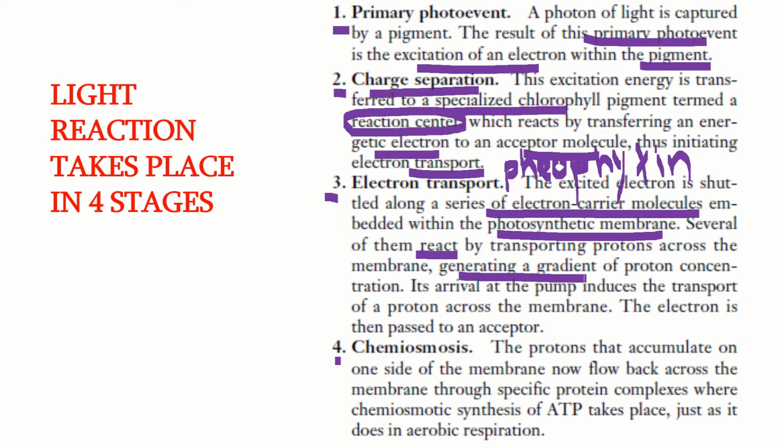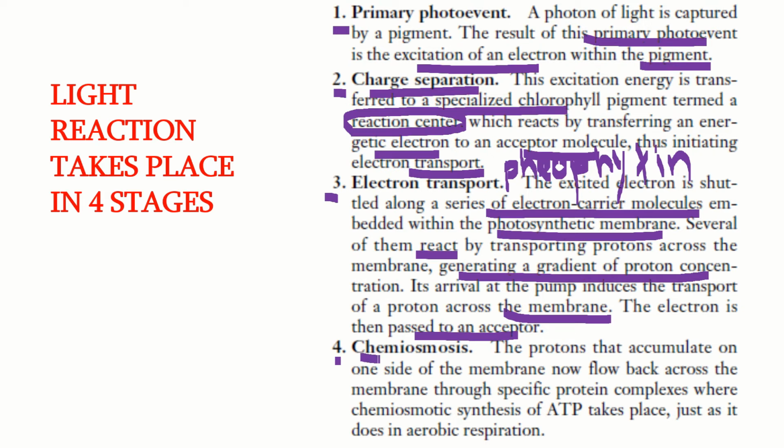This generates a gradient of protons, a proton concentration gradient. Its arrival at the pump induces the transport of a proton across the membrane. This electron is then passed to an acceptor. Then you may have a doubt, from where is the electron taken for this pumping? In which direction are the protons accumulating, or being pumped? We can see it in the coming slides.